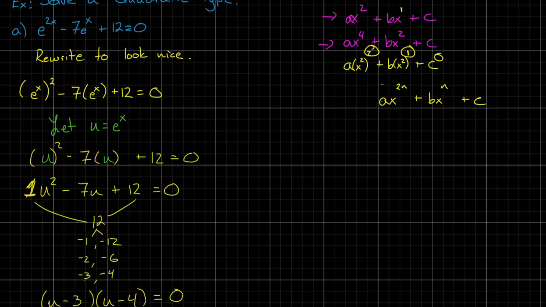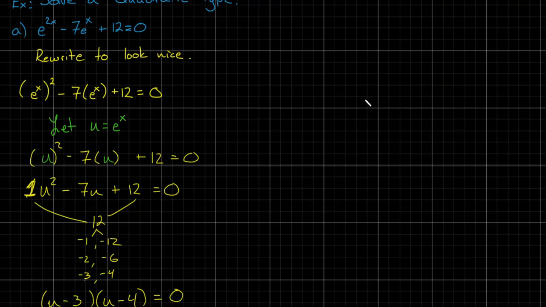On B. Jumping in, we'll try to use the same color. B. We have e to the 2x minus 9e to the x plus 20 equals 0.